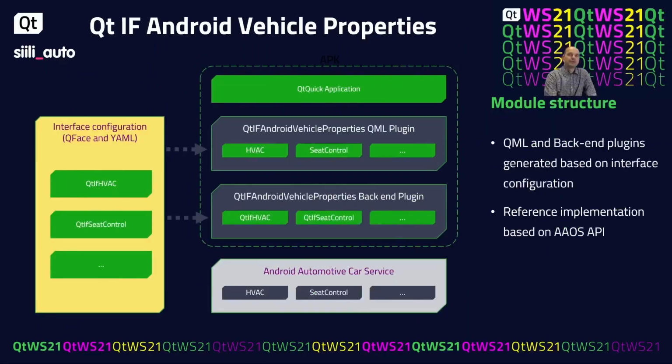The Qt Interface Framework Android Vehicle Properties module is the answer for that need. It separates the Android Automotive interface definition from the application. The whole mapping is defined in the module configuration and made in the QFace and the YAML files. So the UI can rely on quite an independent API, where changes on the Android side don't need to impact the UI.